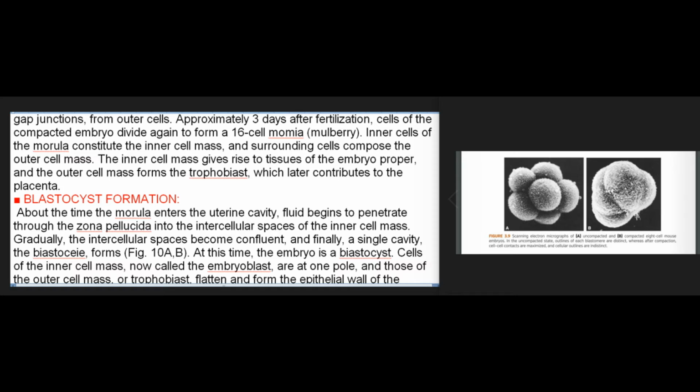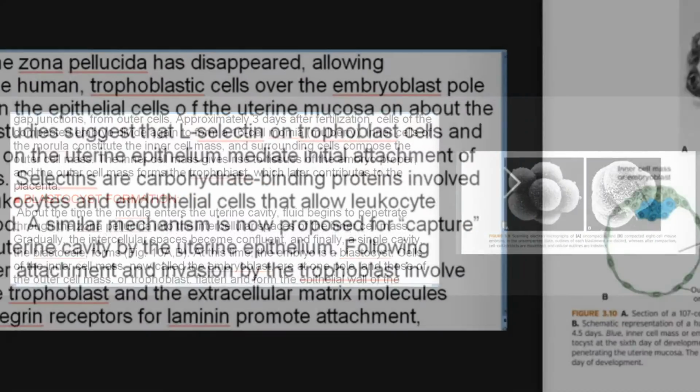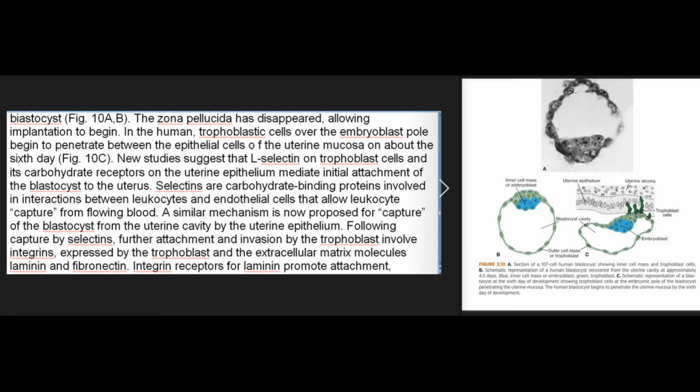Blastocyst formation. About the time the morula enters the uterine cavity, fluid begins to penetrate through the zona pellucida into the intercellular spaces of the inner cell mass. Gradually, the intercellular spaces become confluent, and finally, a single cavity, the blastocele, forms, Fig. 10a,b. At this time, the embryo is a blastocyst. Cells of the inner cell mass, now called the embryoblast, are at one pole, and those of the outer cell mass, or trophoblast, flatten and form the epithelial wall of the blastocyst, Fig. 10a,b. The zona pellucida has disappeared, allowing implantation to begin.